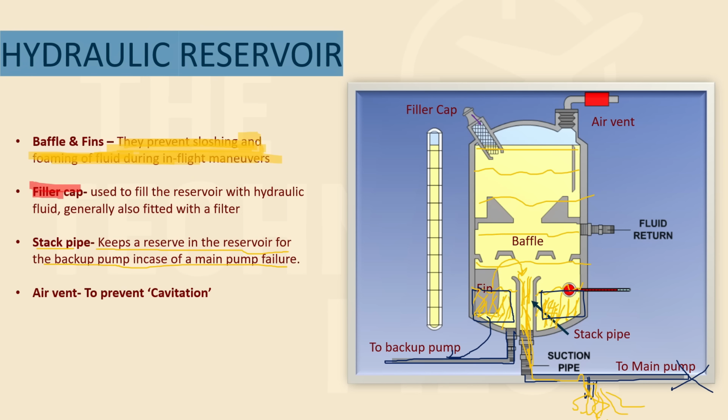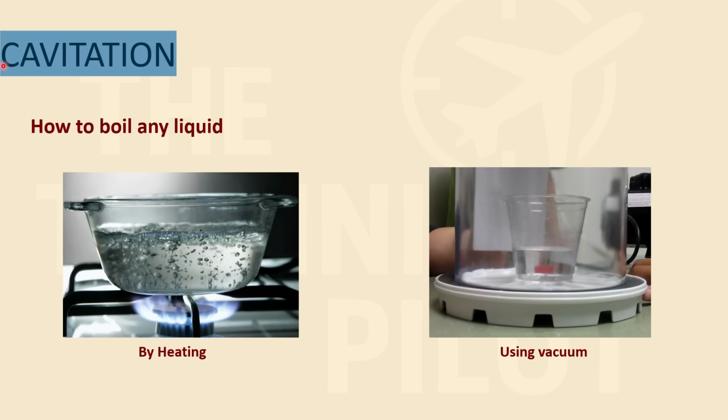And then there is an air vent over here. The purpose of an air vent is to prevent cavitation. Cavitation is what? Very interesting. Let's study what cavitation is. To understand cavitation, we need to look at the two methods of boiling any liquid.